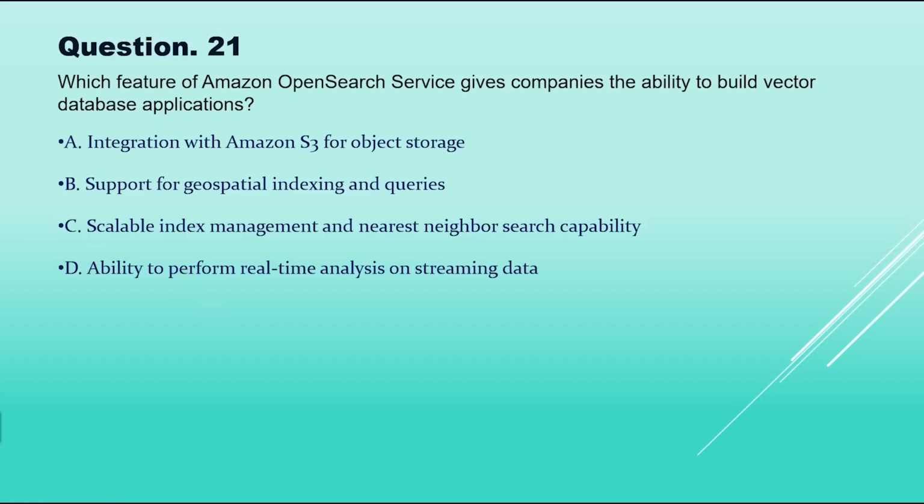So the correct answer here will be option C, scalable index management and nearest neighbor search capability. The key feature of Amazon OpenSearch Service that enables companies to build vector database applications is its KNN functionality, that is K-nearest neighbor, specifically provided through the KNN plugin. This allows OpenSearch Service to act as a vector database with efficient vector similarity search capabilities. So option C is correct here.